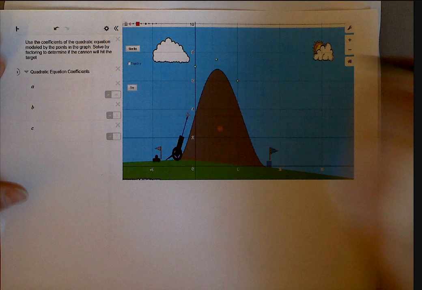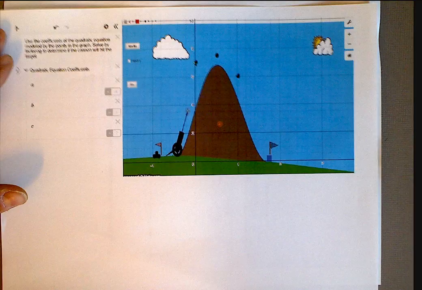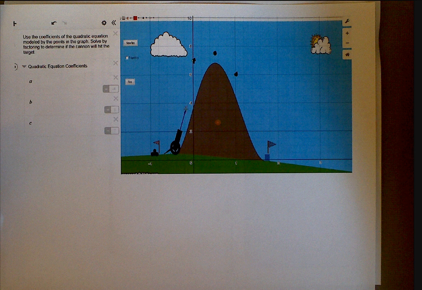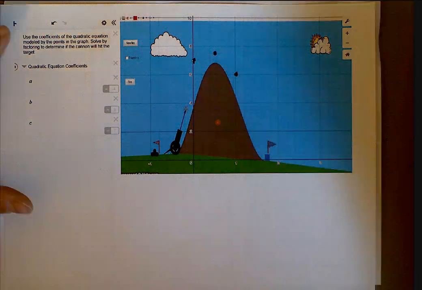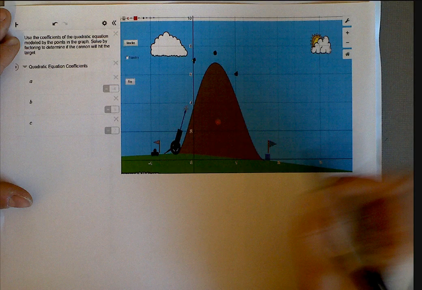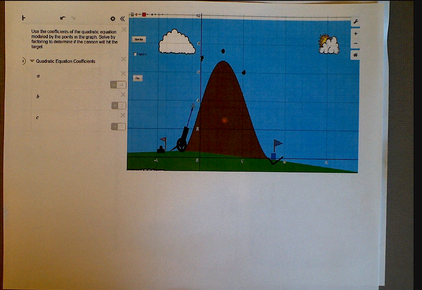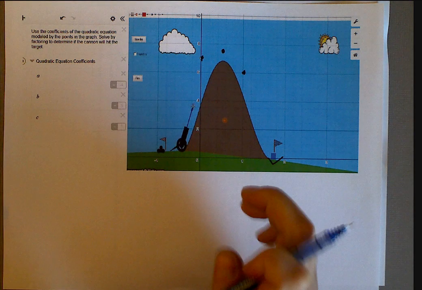Alright, so I got a couple of points here, here, and here, and these points are part of some kind of parabola that are modeled by a quadratic equation. My goal is to figure out whether the cannon is going to hit the flag somewhere in this area. And also I'm given the A, B, and C values of the quadratic equation.